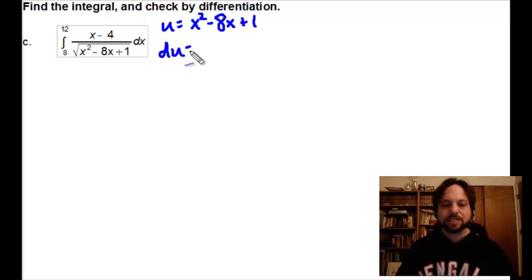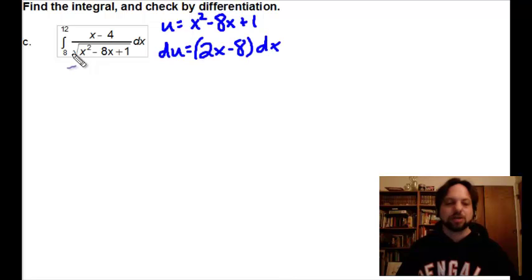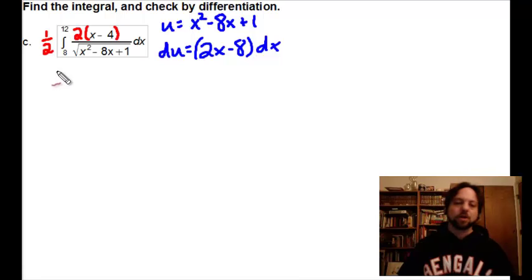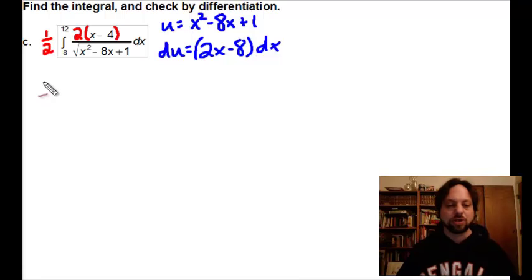And of course that implies that du will be 2x minus 8 dx. So clearly we have the square root of u in the denominator. Du is 2x minus 8, and we don't have 2x minus 8 anywhere in this problem. But if you look carefully enough, you'll notice that if we simply multiply the numerator by 2, that would give us 2x minus 8. And we can do that so long as we balance it with a 1/2 on the outside. Great. So how is this all going to look?